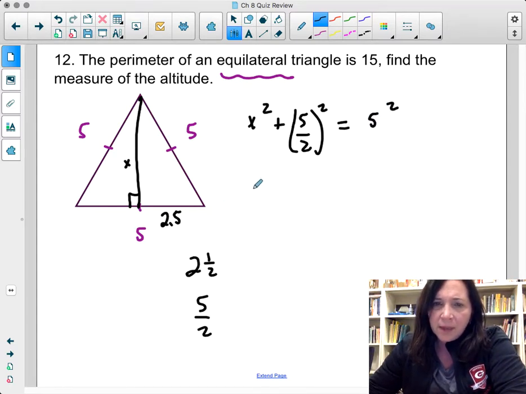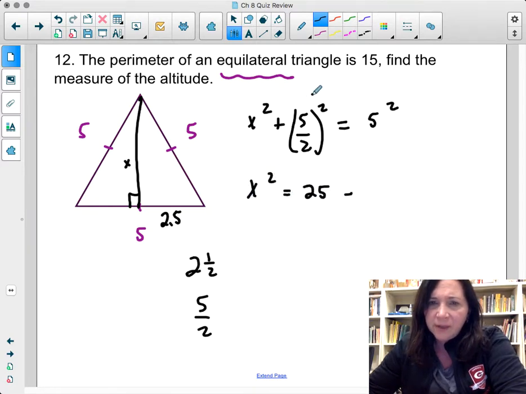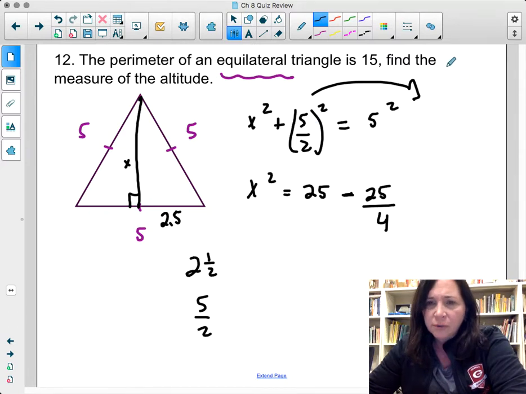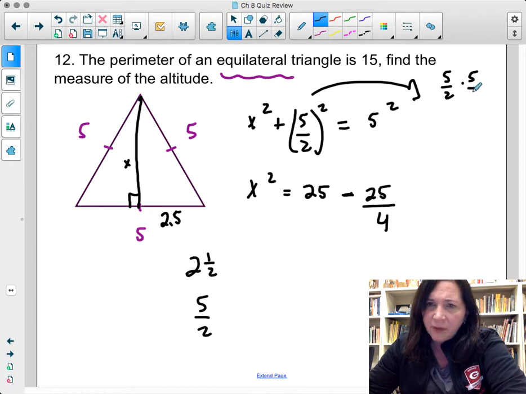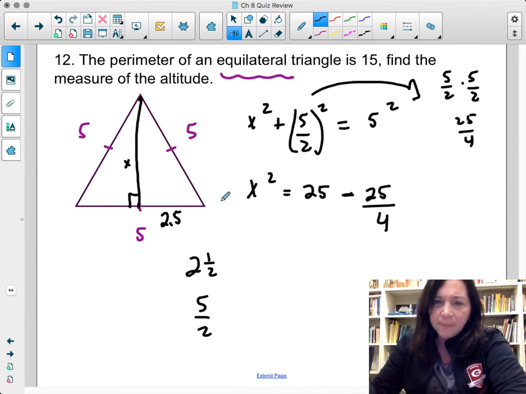And so what we have is x squared is equal to 25 minus this. I'm moving this over to the other side. So minus 25 over 4, right? Because 5 over 2 squared is just 5 over 2 times 5 over 2, which is 25 over 4. And so that's where that came from.